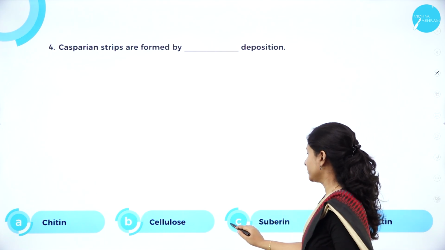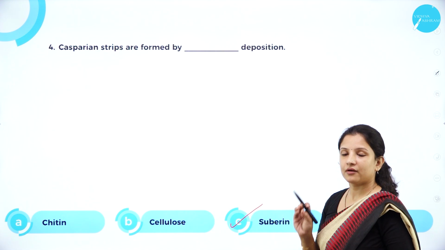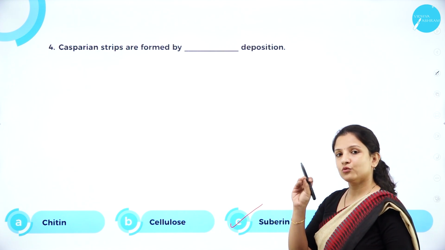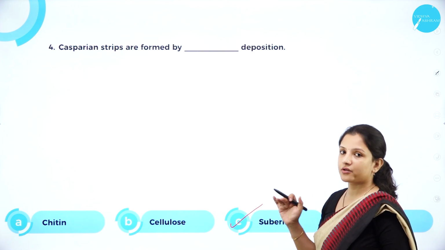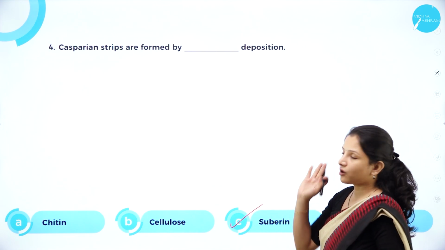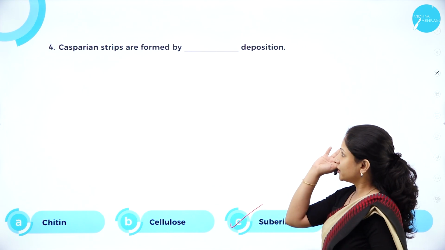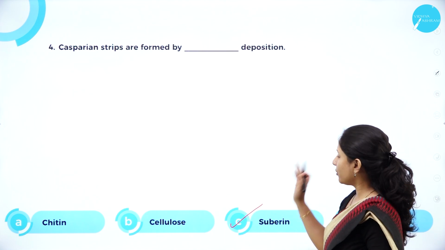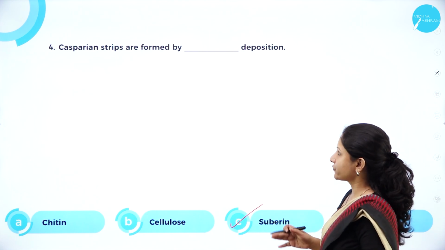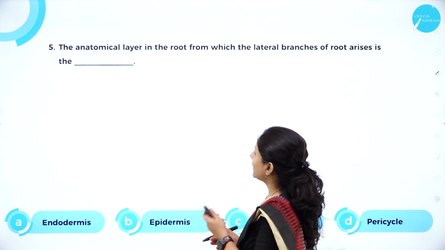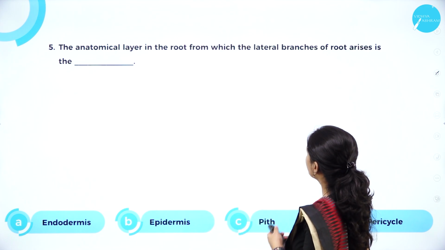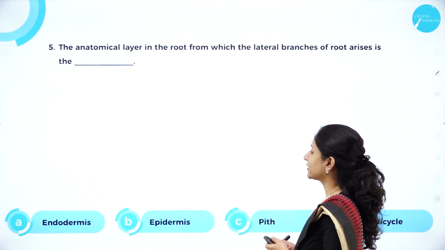It is suberin, which is waxy. They are waxy components which are distributed in the tangential and radial walls of the endodermis, which we call the Casparian strip. So therefore Casparian strips are formed by suberin deposition. Option C. Next question. The anatomical layer in the root from which the lateral branches of the root arise is.